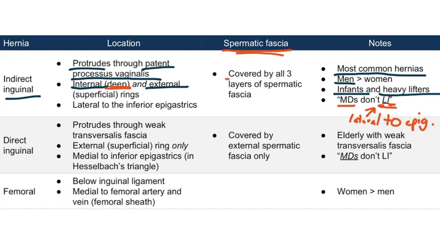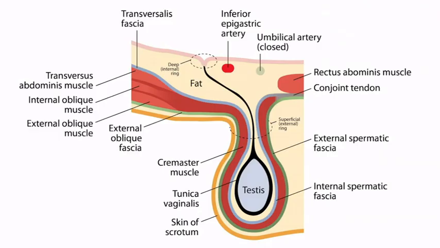Now I want to draw your attention to the spermatic fascia column. Notice we have written here that it's covered by all 3 layers of the spermatic fascia. I mentioned all 3 layers before, but what does that mean exactly? What is the spermatic fascia? Let's talk about that. Recall these 3 muscular layers on the left: the transversus abdominis muscle, the internal oblique muscle, and the external oblique muscle, and also the fascia associated with the external oblique muscle, which is the external oblique fascia. And recall the fascia associated with the transversus abdominis muscle, the transversalis fascia.